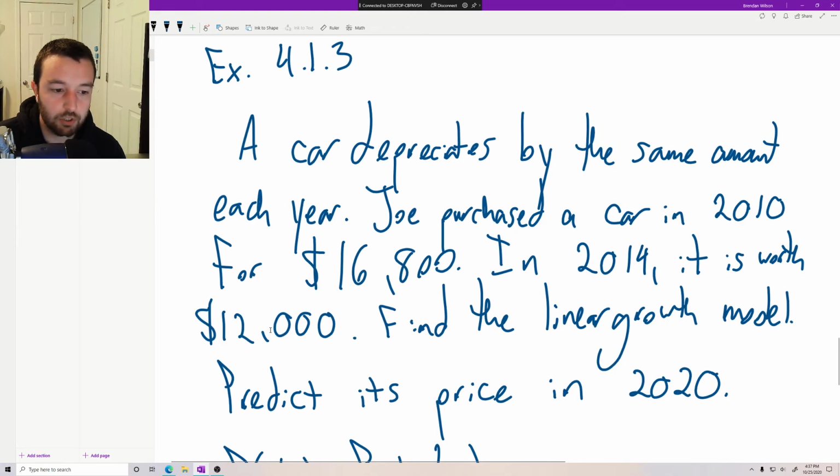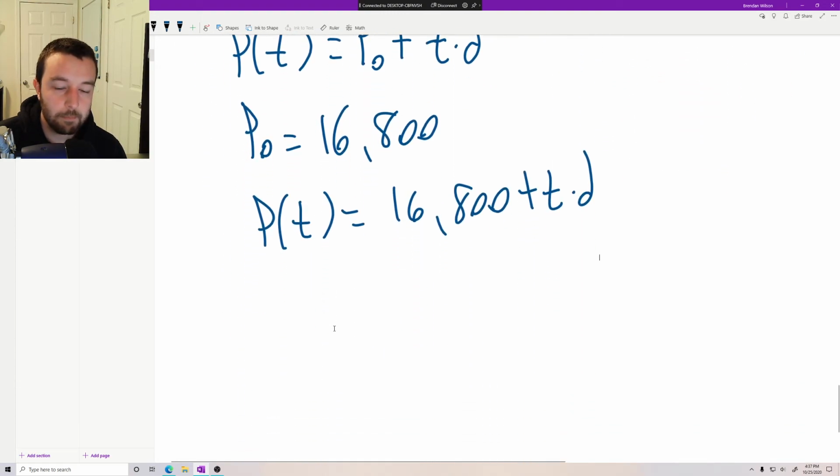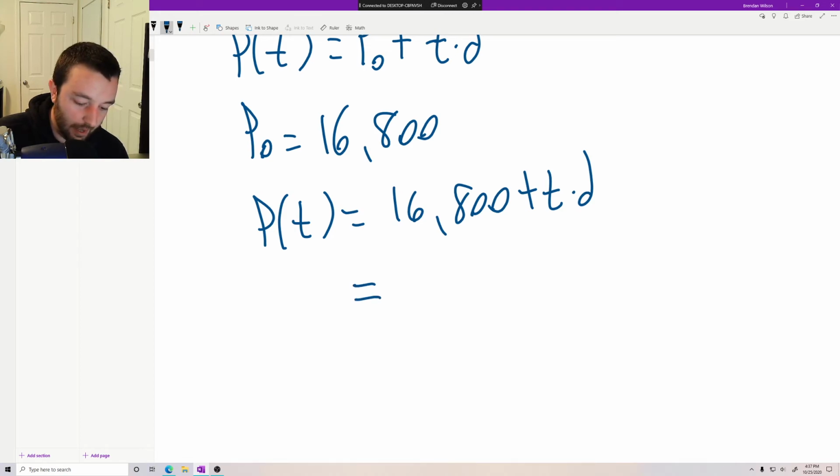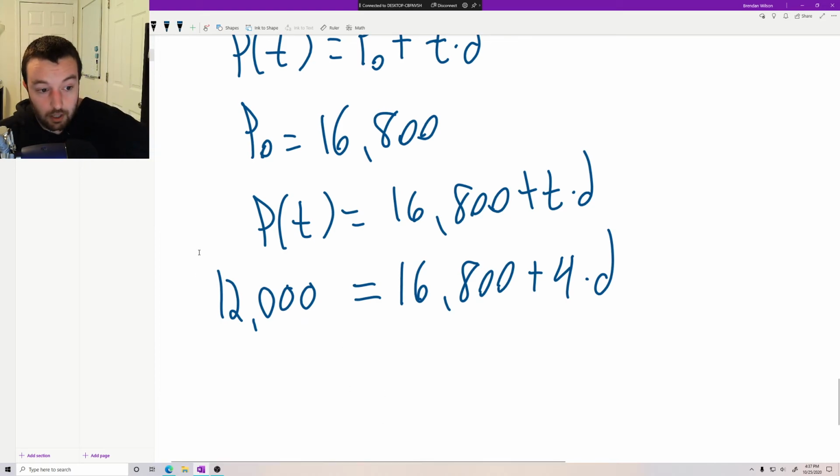In 2014, it's worth $12,000. So after 4 years, it's worth $12,000. That means it's $12,000 when t is 4. So this is what we're working with here. Our P of 4 in this case would be 12,000. Our t is 4. So we're just looking for the d now. All we have to do is solve for this, and we've got to get the d by itself.